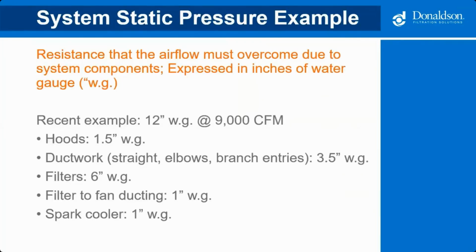Static pressure is the resistance to airflow one must overcome due to system components. It's expressed in the USA as inches of water column or water gauge. When we design a system, we calculate the total system static pressure so we can size the fan properly. And here's an example. The hoods total 1.5 inches of water gauge. The ductwork, including straight runs of duct, elbows, and branch entries, total 3.5 inches of water gauge. The filters in the collector at filter changeout total 6 inches of water column. The filter to the fan ducting is about 1 inch. So the total system static pressure for this particular project was 12 inches of water gauge.